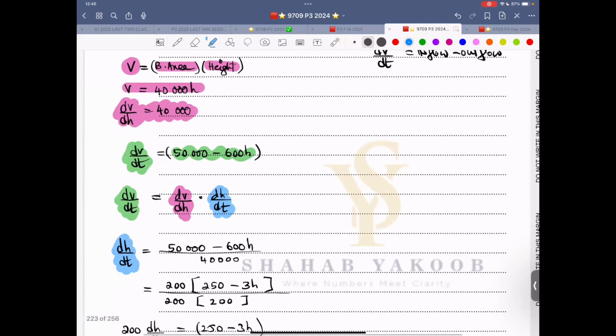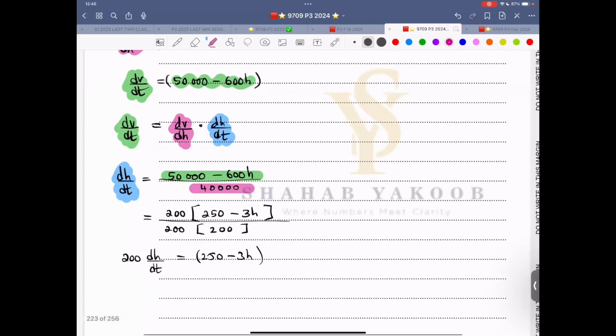So therefore, the pink one goes at the top. Actually, the green one goes at the top. That is this thing, 50,000 minus 600h. And the pink one goes at the bottom. That is 40,000. So now look at the answer.